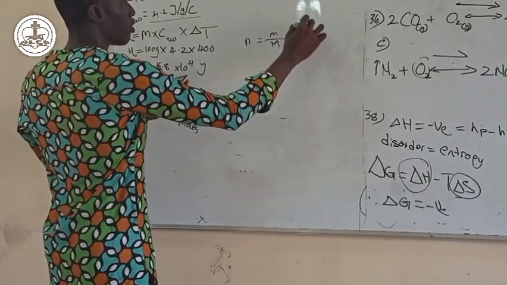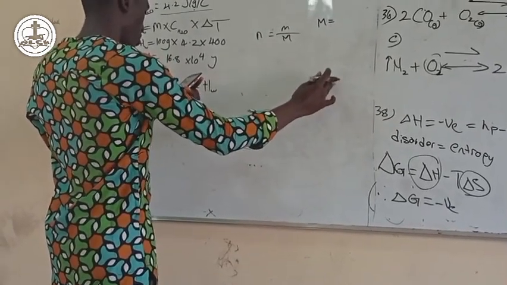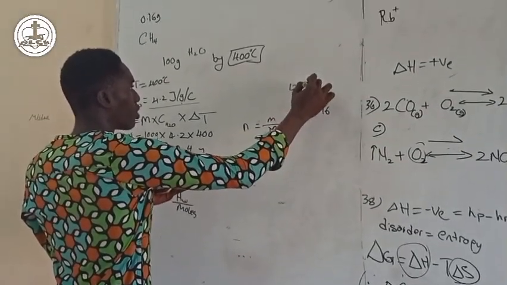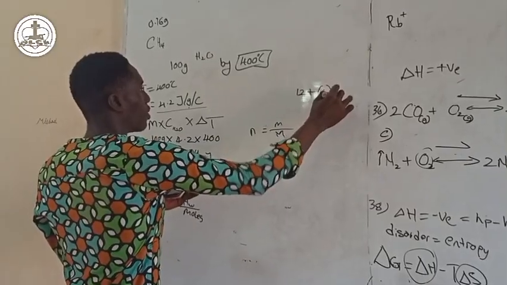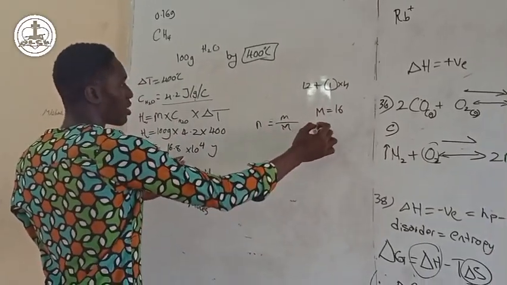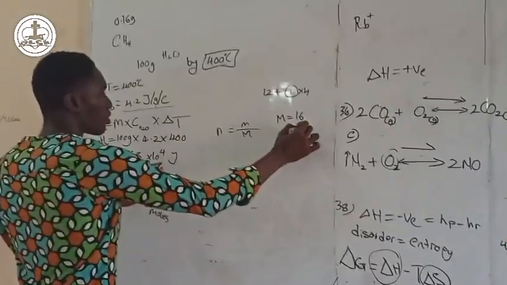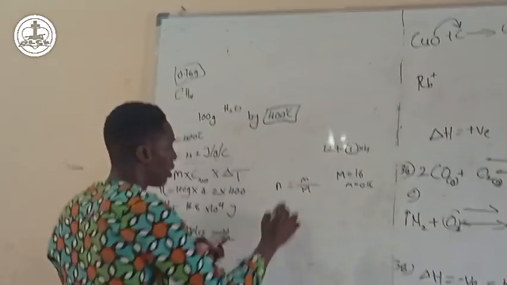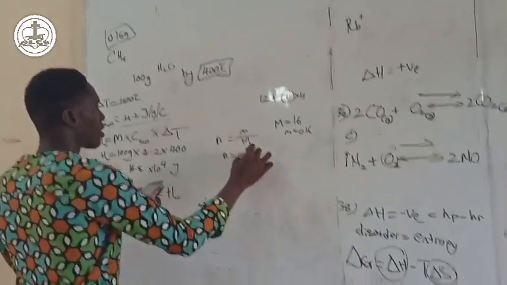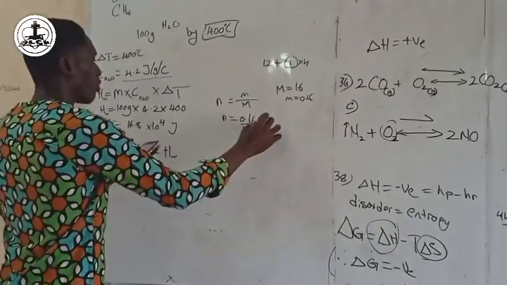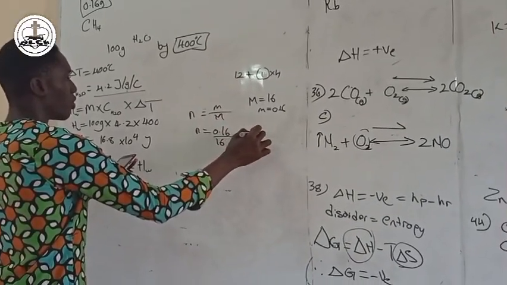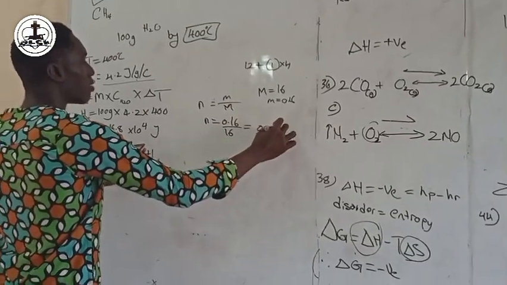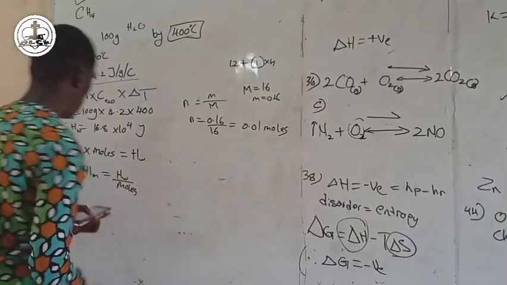The molar mass of methane is 12 plus 1 times 4, which gives us 16. The reacting mass, small m, is 0.16, as given to us earlier. So n is equal to 0.16 over 16. So the number of moles here is 0.01 moles.